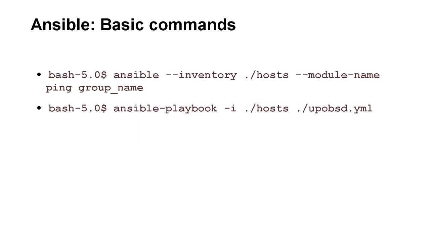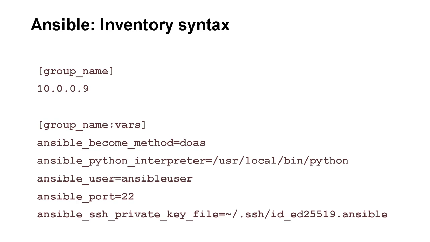To run Ansible, you specify the Ansible command and an inventory file, and then the name of the Ansible module you want to run and the name of the group in your inventory file where you want that module to be run. More often, though, you'll run ansible-playbook and give the inventory file and the path to your playbook file. The inventory syntax is basic. You define the name of your group and then one host per line, either a fully qualified domain name or an IP address.